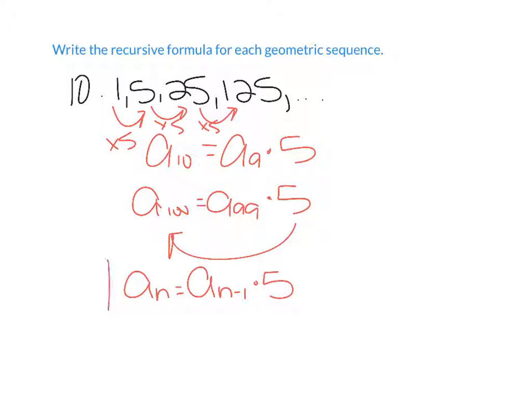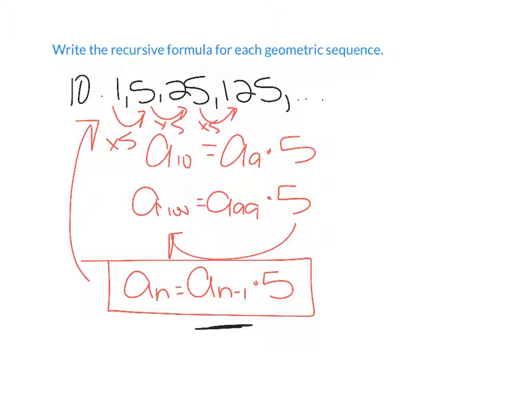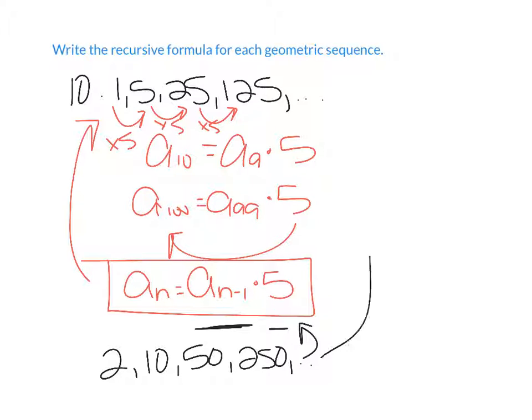Now here's the thing. This right here doesn't necessarily define this sequence, because all this tells me to do is take some number and multiply by 5. So what if I start with 2 and I follow this sequence? This would then tell me, well, 2 times 5 is 10, that times 5 is 50, that times 5 is 250. So I followed this rule, but it's not the same as that sequence.